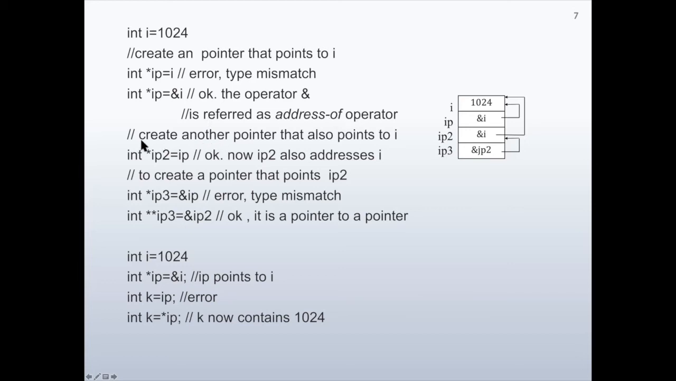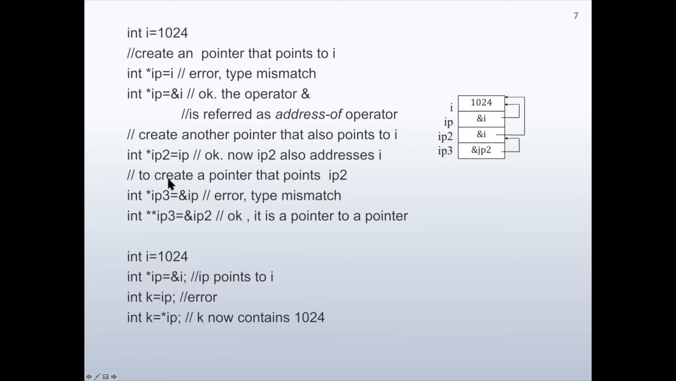Now let's create another pointer that also points to i. Integer pointer ip2 is assigned the value ip in the initialization. This is correct. The right hand side is a pointer, the left hand side is a pointer, both are integer pointers. Now ip2 also addresses i.